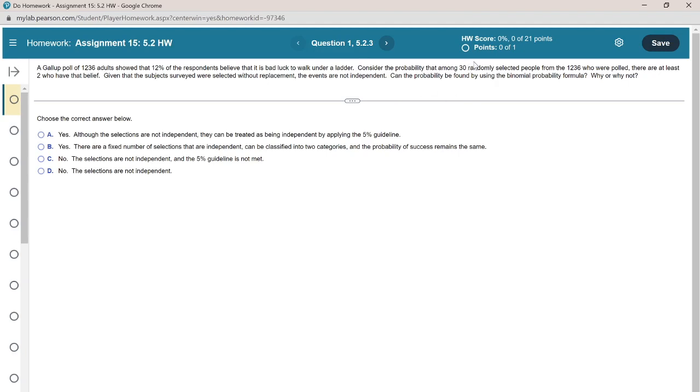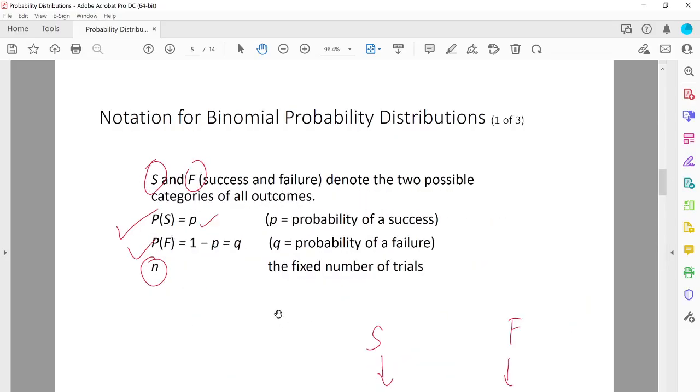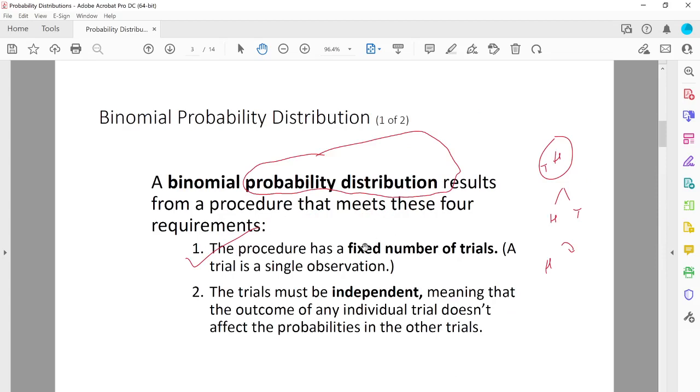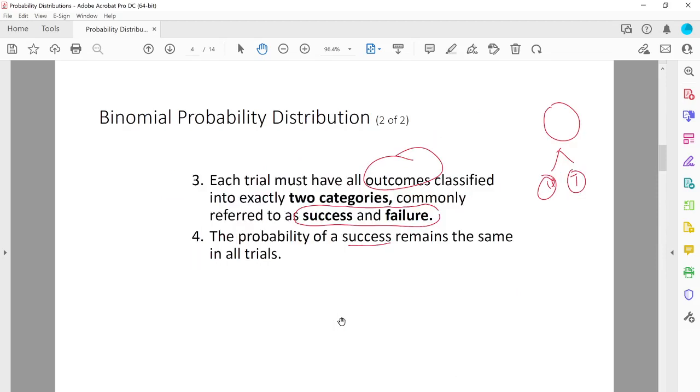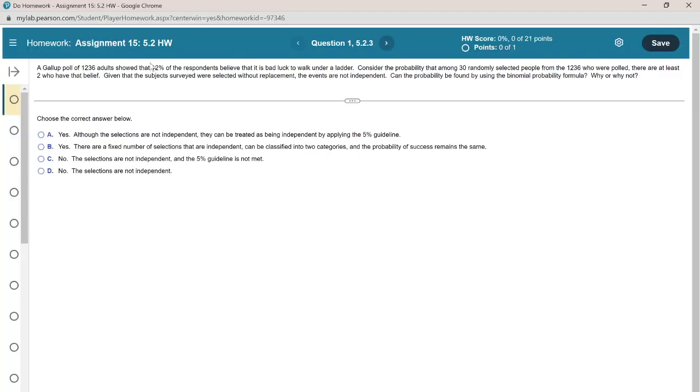And consider the probability that among 30 randomly selected people, so there is a fixed number of trials, we want to find the probability of getting 2 successes out of 30. So here it meets the requirement of a fixed number of trials, and there are two outcomes, either they believe or they do not believe, and the probability of success remains the same. That's what we have been given here. The probability of success is 12%, so that's fixed. So the only thing we have to keep in mind is, is it independent?